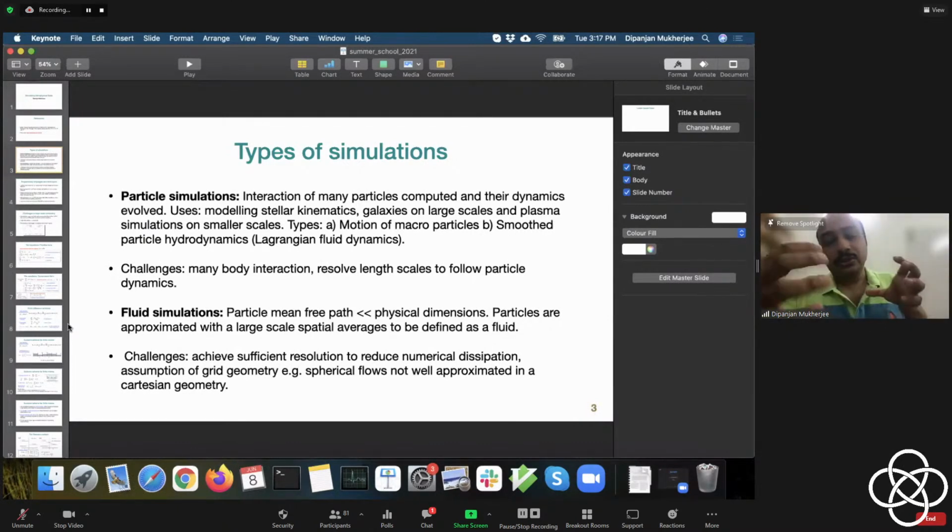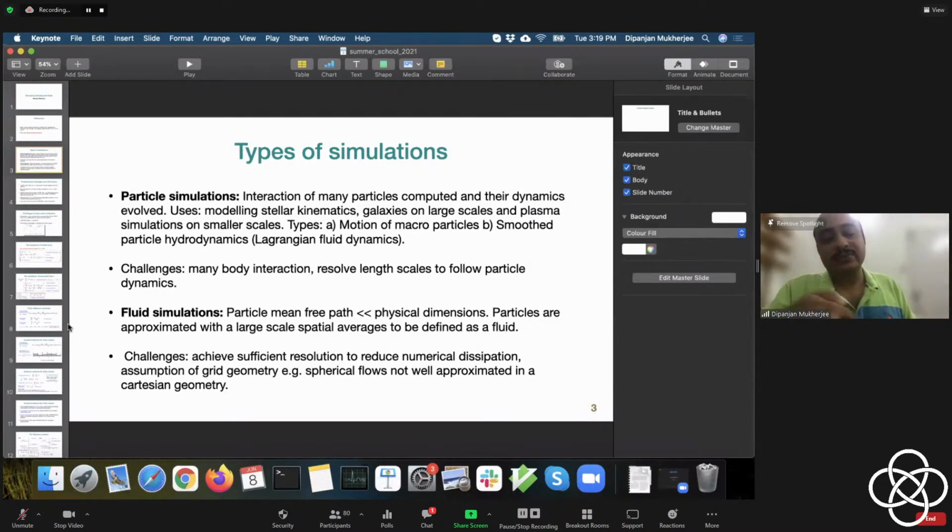Of course, those particles are part of a larger fluid. But for the larger fluid simulations, you cannot really resolve these individual particle motions. So the particle simulation is, of course, the best way to describe things, because they are well-defined equations that you can follow. But it is not always possible. So sometimes what we do is we do a resolved small-scale simulation.